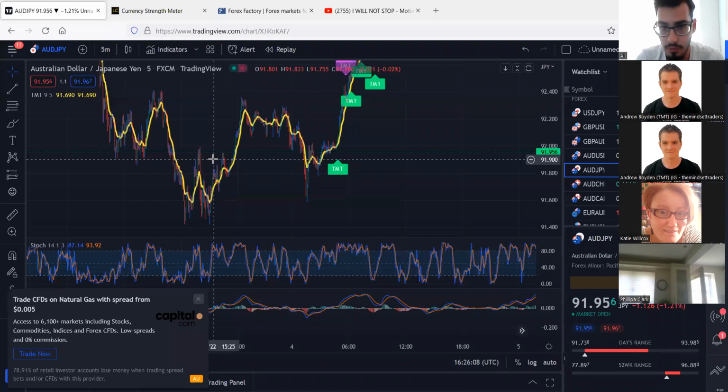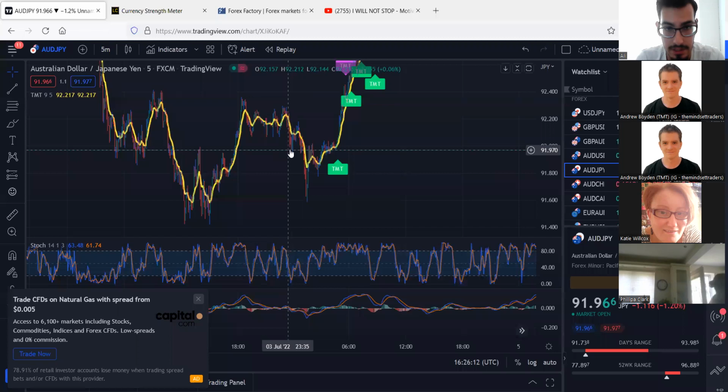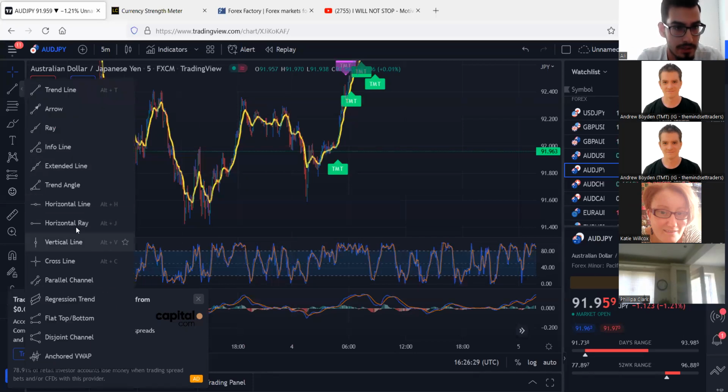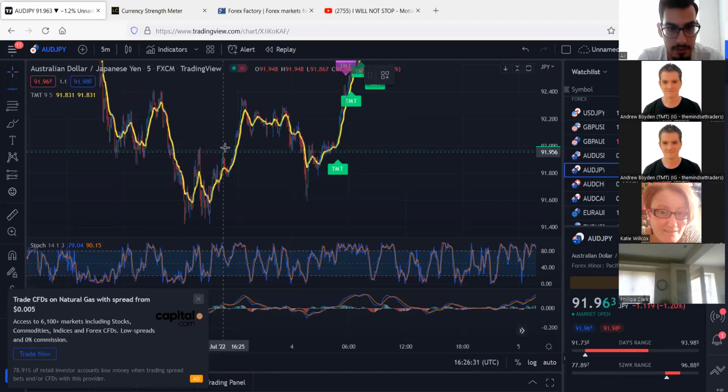And now that we have a strong roof, we need to find a strong floor. And here it is. That is, I would say, a decent strong floor. It's not as strong as the roof, but that's fine. The market went from here down to here, and it gave a good floor. So we have the roof here, the floor here. So this area is going to be our first area.